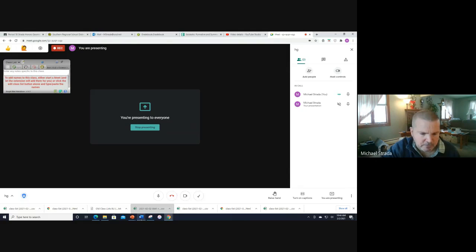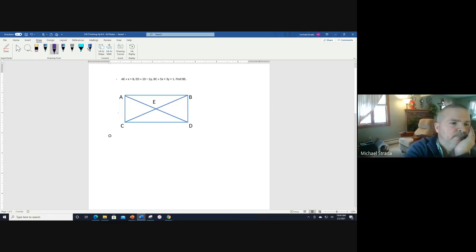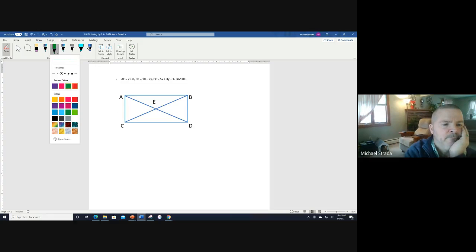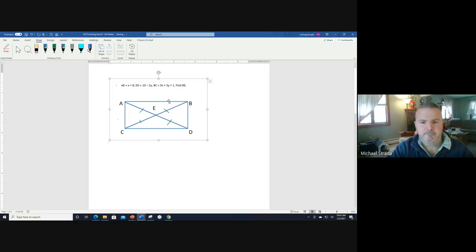Okay. So this is a slower version of going through the problems we went through today in class. So with a rectangle, you have to remember that all parts of the rectangle are congruent. So when we're looking at AE and ED, they are congruent to each other. All right, so AE equals ED.